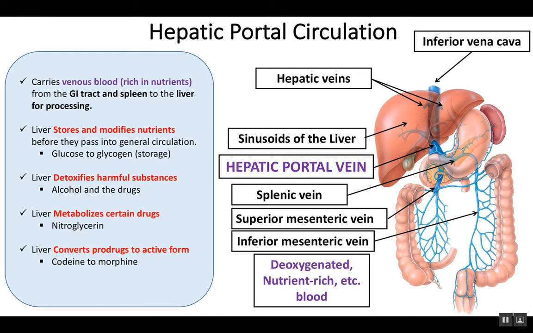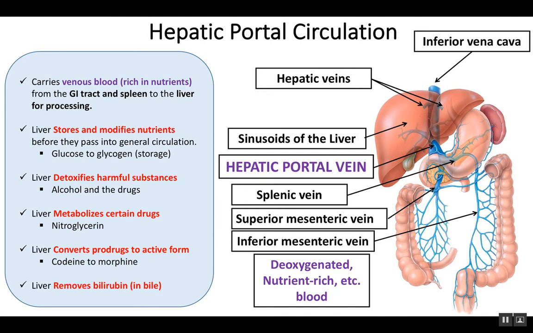The liver is also known to convert prodrugs into the active form of the drug. For example, we can design drugs that aren't active until they go to the liver, and then the liver basically will turn that drug on. Codeine, if you've ever heard of codeine, it's a very common analgesic, pain reliever, but it actually gets converted into morphine by the liver.